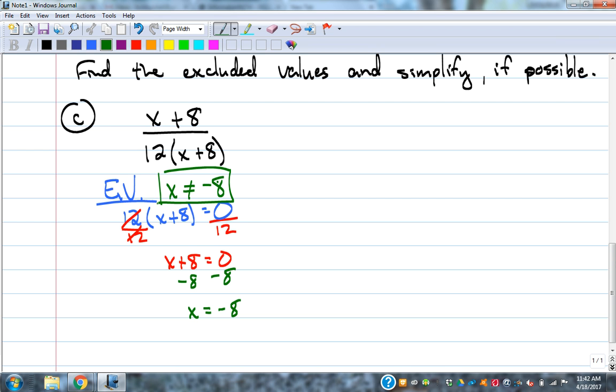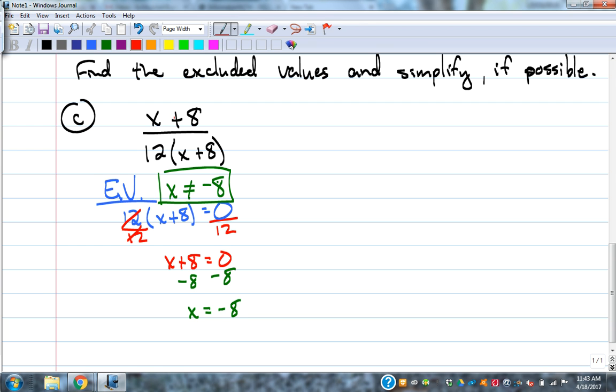That number would cause this fraction to have a 0 in the denominator because -8 plus 8 is 0, and 0 times 12 is 0. So that's what messes this fraction up. We can't divide by 0. So we've got to find that before we simplify, even if that factor is going to cancel out. We see that the factor of x plus 8 is going to cancel, but we still find our excluded values before that happens.